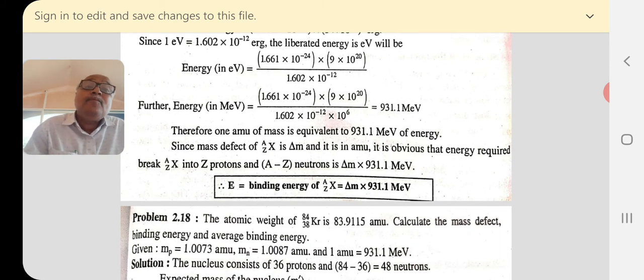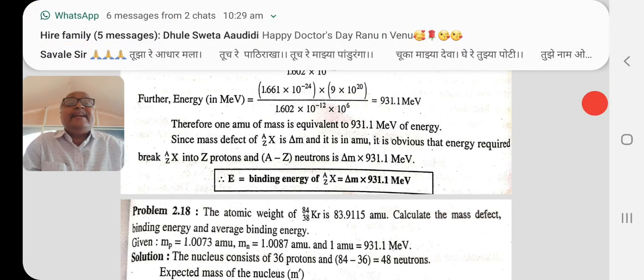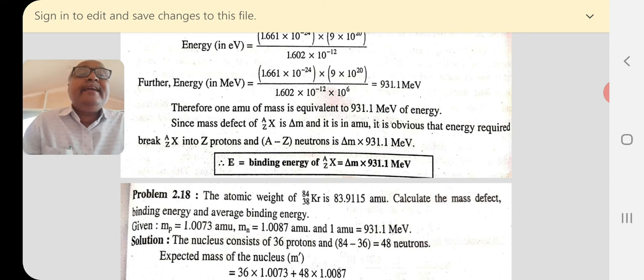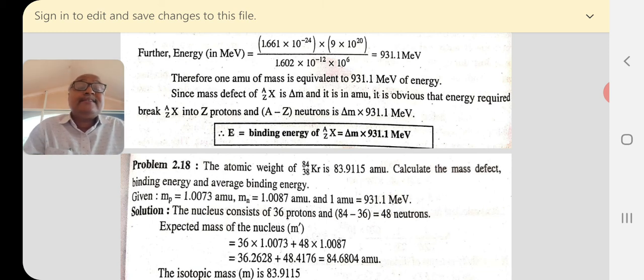Since the mass defect of nuclide X having mass number A and atomic number Z is delta M in atomic mass unit, the energy required to break the nuclide into Z protons and A minus Z neutrons, that is delta M into 931.1 million electron volt, is equal to the binding energy. This is the concept of binding energy. In this chapter, a question on binding energy is asked for two marks, but an example of binding energy is asked for four marks.